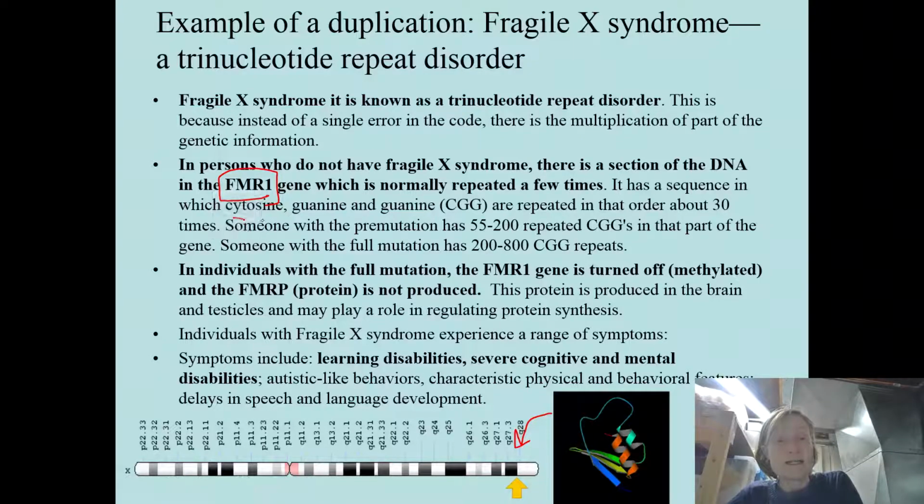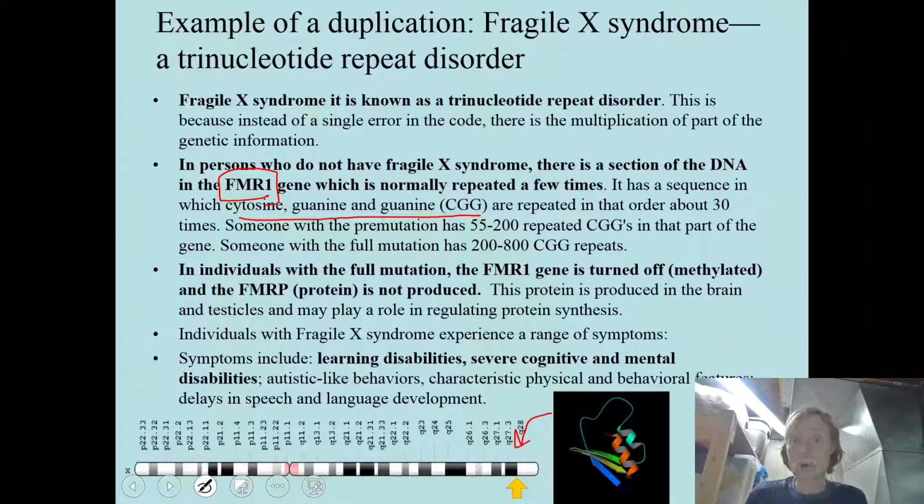In this gene, there is a nucleotide triplet repeat. So there are 3 nucleotides, CGG, cytosine, guanine, guanine, that are repeated in the gene. Most people have a repeat of about 30 times. That triplet sequence is repeated 30 times. But some people have it repeated 100 times, or 200 times, or 800 times. And the individuals who have a lot of repeats, a lot of duplication in this gene, have problems.